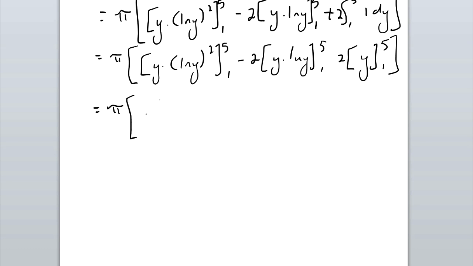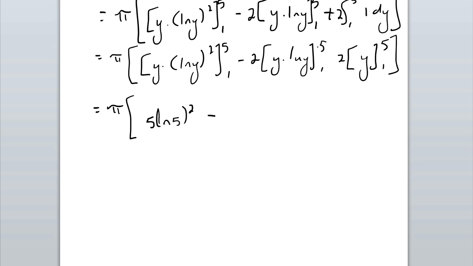So pi on my outside. Now let's go and substitute in 5 here. So it will be y replaced with a 5. 5 multiplied with natural log of 5, 5 ln 5 squared. And now the moment I substitute in a 1 in terms of y here, so natural log of 1 I know is 0. So 0 multiplied with anything is 0. So this 1 here, if I sub it in, will just be 0.